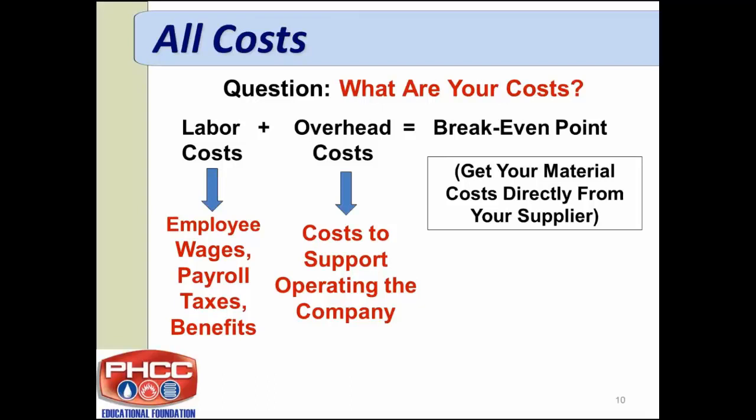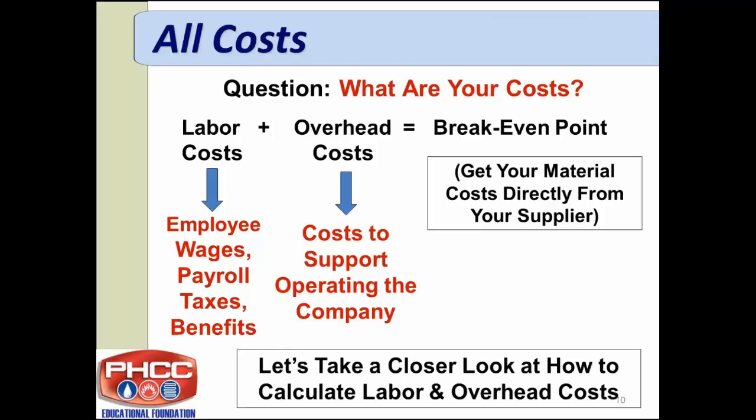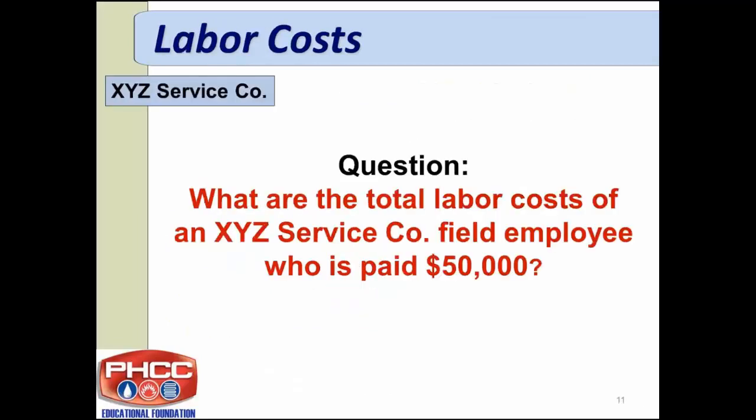So labor costs plus overhead costs equal our break-even point. And for the sake of this discussion, we're not going to worry about material pricing. You get those material prices direct from your supplier, and that's kind of a fixed thing that you know from the start. Let's worry about labor costs and overhead. Labor is the wages you're paying to your employees, the payroll taxes and benefits that they get, and then your overhead costs are the costs to support operating your company. Let's take a closer look at those 2 items.